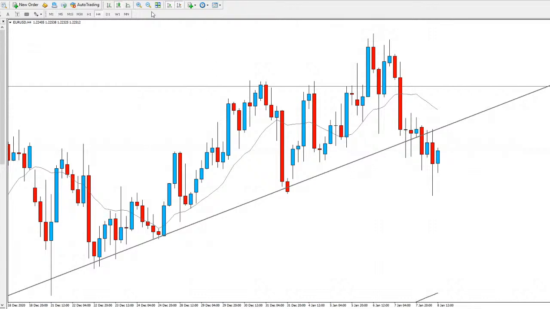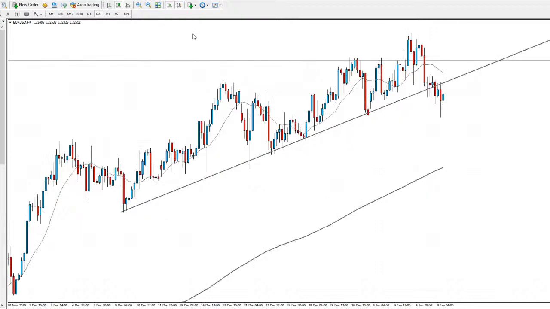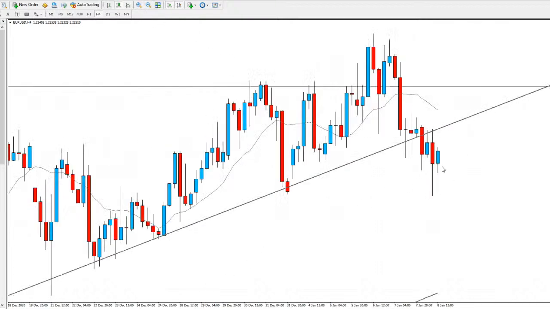Euro USD, we broke through the trend line, could be seeing some retrace now. You can see price action, there's a lot of wicks around there in the market, broke through the trend line there, a lot of wicks, so probably going to be seeing a push to the upside as we retrace that, but could be seeing another push lower.